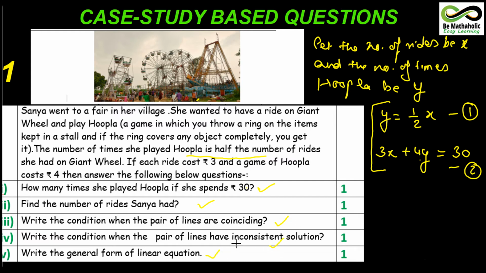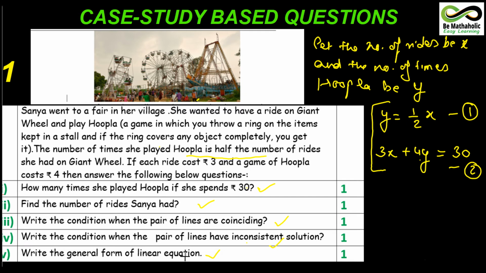Now remember, it's not only that the questions are asked from the details given to you, there might be some other questions also which are related to the chapter, like the 3rd question, which is asking you to write the condition when the pair of lines are coinciding. So you know, when the pair gives you coinciding lines, it gives you infinite number of solutions. So what are the relations between the ratio of the coefficients? That you have to mention. When it will be inconsistent, that also you know. And write the general form of linear equation.